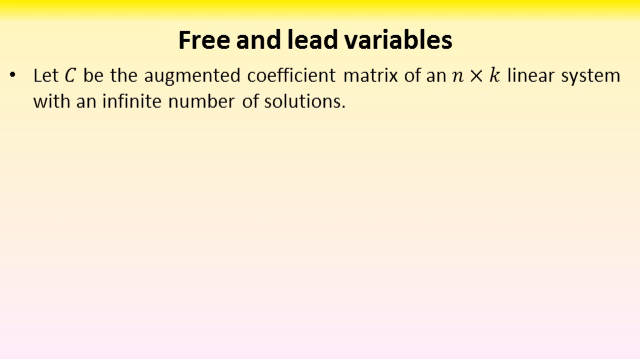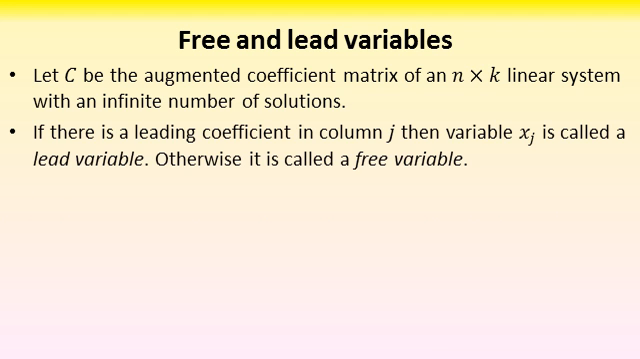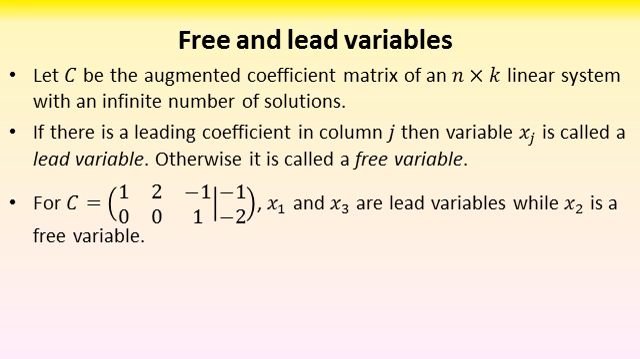So to summarize, if there is a leading coefficient in column j, where j goes from 1 to k, then the corresponding x variable, xj, is called a lead variable. Otherwise, it's a free variable. And it's only systems with an infinite number of solutions that have free variables. The example we looked at was this one. x1 and x3 are lead variables while x2 is free.